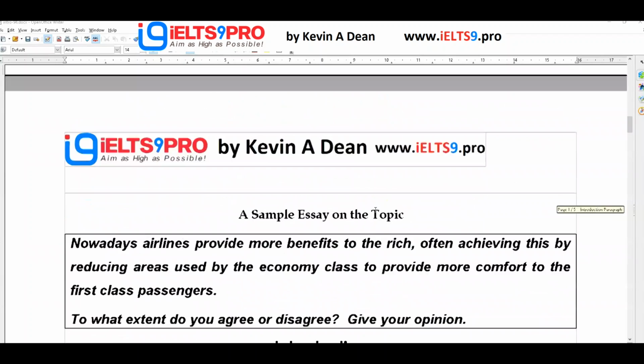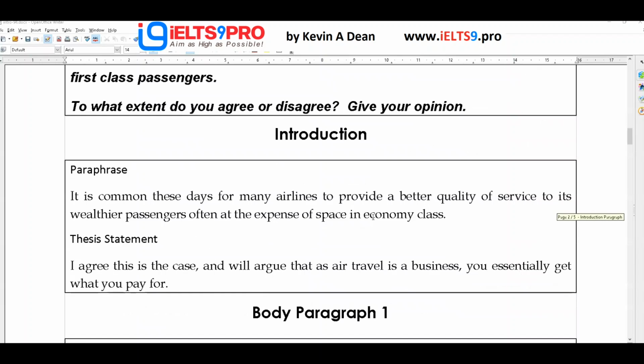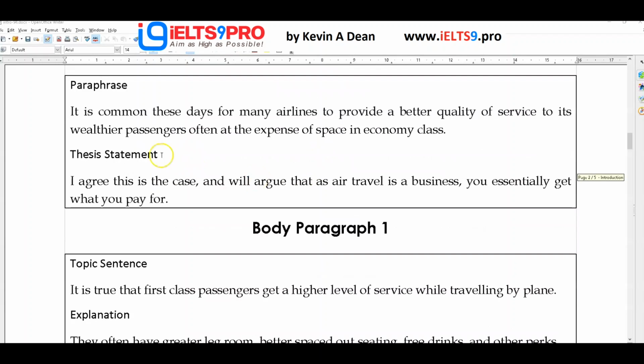So, we've got a sample now. Have a quick look at this. Now, somebody was asking about the structure method which we use. And if you bought our 101 introductions, the structure is there. We also have the structure book, which is available on the site, but you can essentially see. So, 12 sentences in total. So, introduction, sentence 1, you paraphrase. It's common these days, blah, blah, blah. Thesis statement, sentence 2, as we've seen.